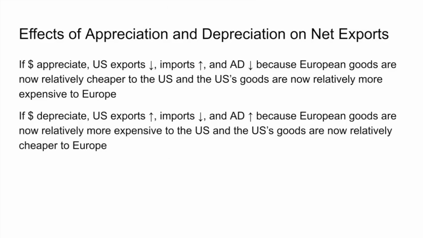So assuming that prices stay constant, European goods are now relatively cheaper because now you need fewer US dollars to purchase the same number of euros and therefore goods. So therefore, US citizens would want to import more. On the other hand, the US's goods are now relatively more expensive to Europe because more euros are now required to purchase every US dollar. So therefore, Europeans would need to spend more euros to purchase the same quantity of goods, assuming price level stays constant. Since exports decrease and imports increase, that would be a decrease in aggregate demand.